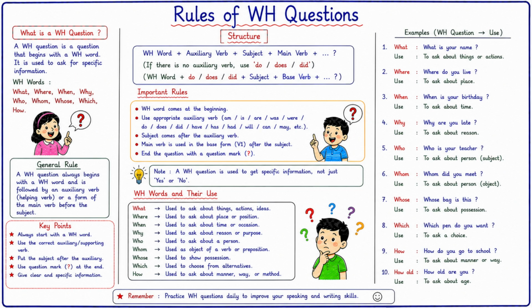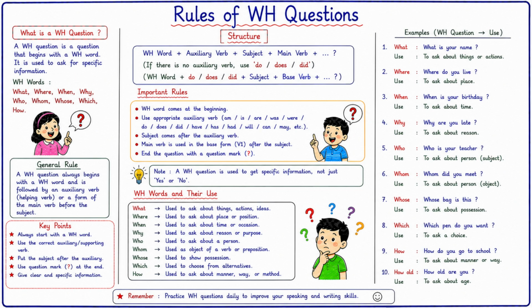Or, who called you? In who called you, who is performing the action, so who is the subject. Next is whom. Whom is traditionally used when asking about the object of a verb or preposition. For example, whom did you meet? Here, you is the subject and whom is the object of meet.